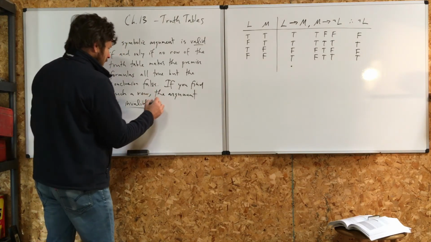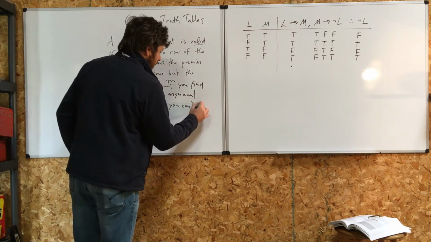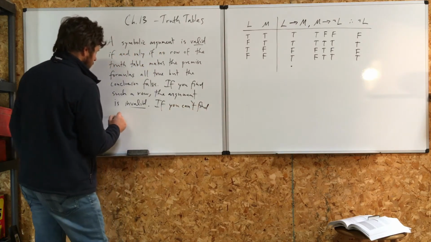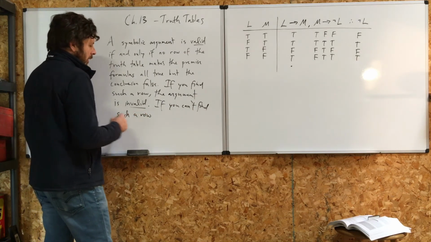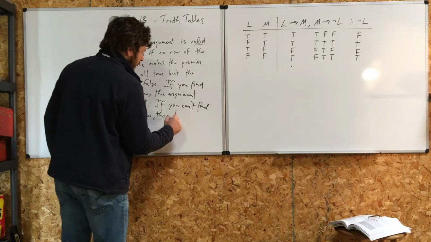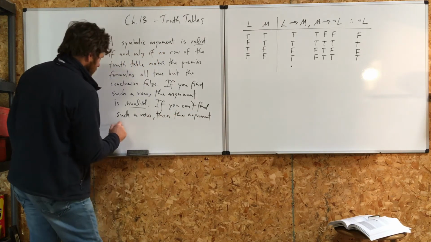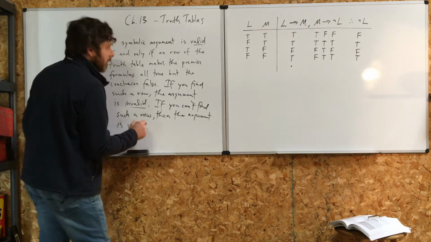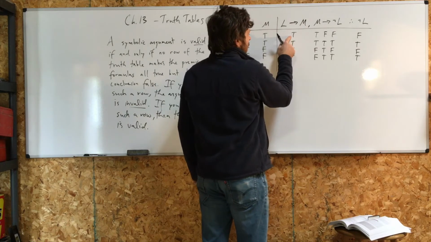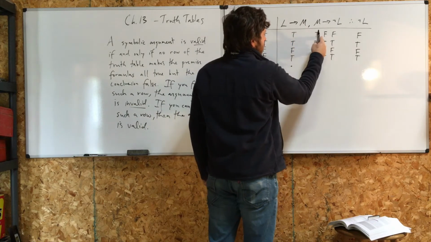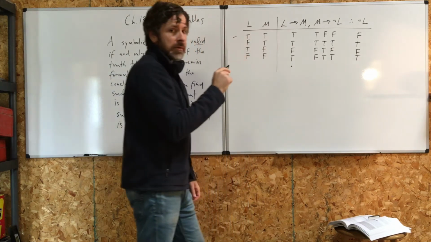Okay. If you can't find such a row, then the argument is valid. Okay, let's go back to this one. Row 1, let's see. That premise formula is true, that premise formula is false. So now this doesn't tell you anything.